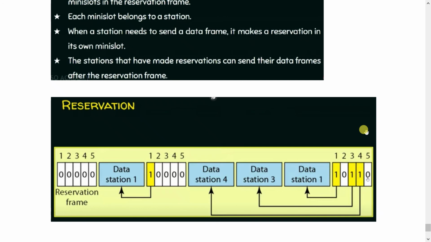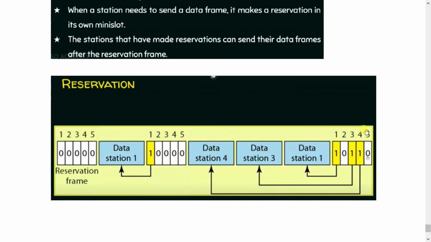So assume that mini slot number 1 is reserved. This means that data coming from station 1 can be sent. Assume you have a reservation frame like the one on my right hand side. You have the sections colored by yellow, which is mini slot number 1, mini slot number 3, and 4. Of course, if the reservation is on, the value will be 1. If there is no reservation, the value will be 0. So in this case, reservation mini slot 1 means data from station 1 is allowed to be transmitted. Reservation mini slot number 3 means data from station 3. Reservation in mini slot number 4 means data from station 4 can be transmitted.